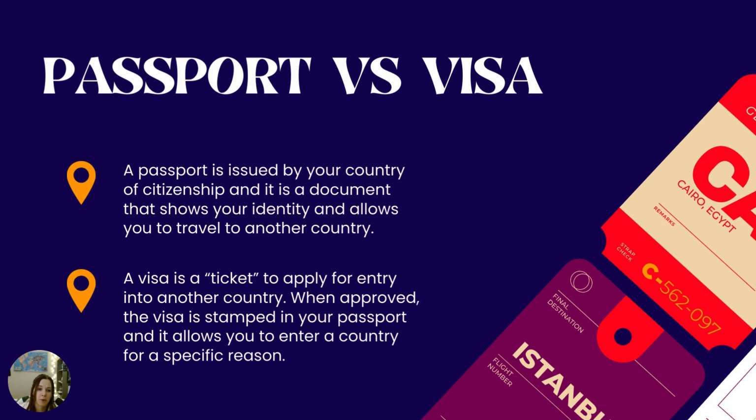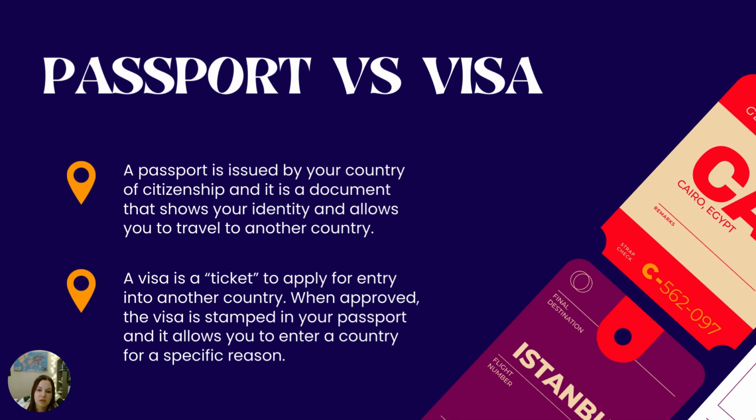So, what is the difference between a passport, visa, and a residence permit? A passport is issued by your country of citizenship, and it is a document that shows your identity and allows you to travel to another country. Therefore, if you are a U.S. citizen, your passport will be issued by the U.S. Department of State.